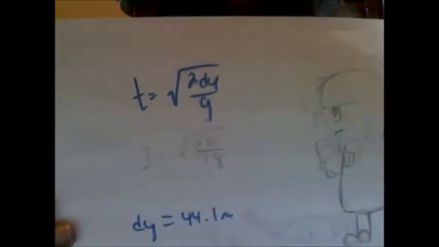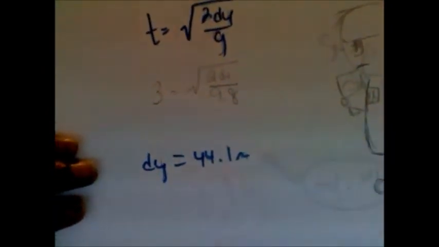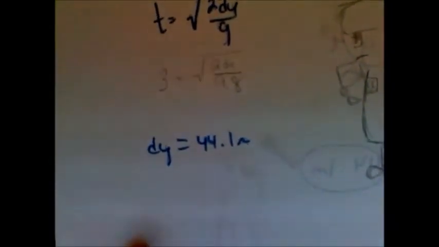The equation that you use is t equals the square root of 2dy over gravity. Now you plug in all of your variables, and it will say 3 equals the square root of 2dy over 9.8. After you do all your calculations, you should get dy equals 44.1 meters.